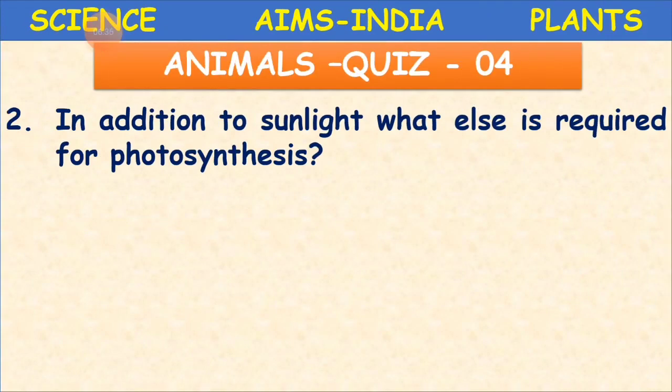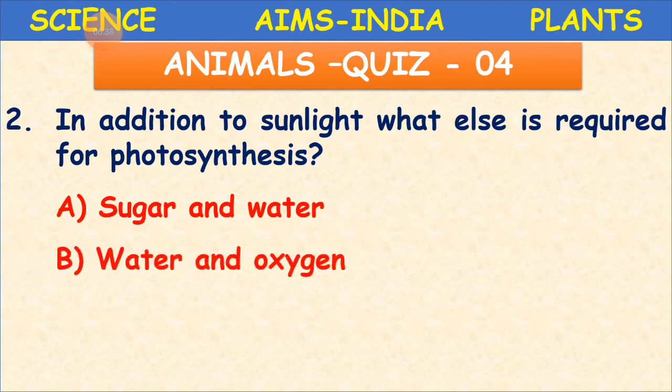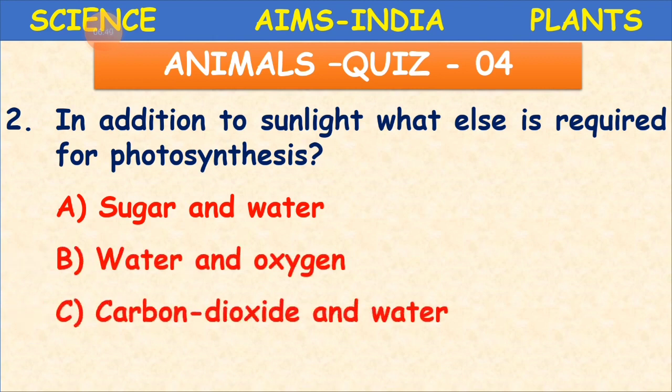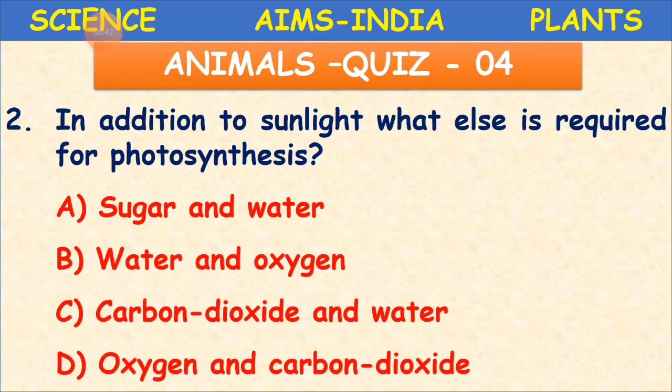In addition to sunlight, what else is required for photosynthesis, that is, for making food? A option, sugar and water. B is water and oxygen. C is carbon dioxide and water. D is oxygen and carbon dioxide.